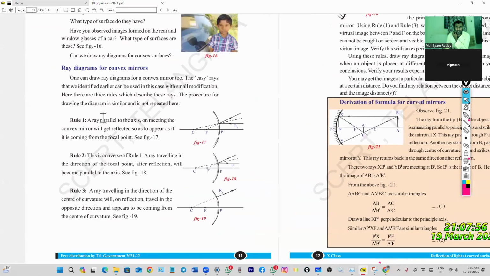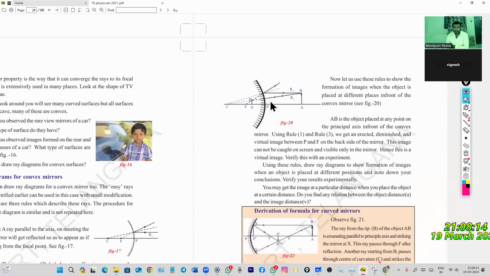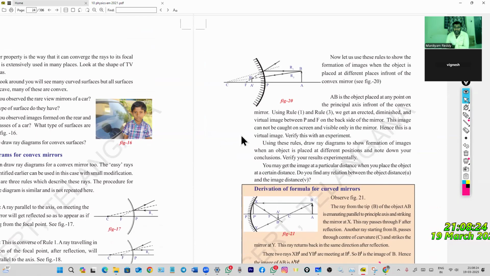This is the rules. Rule 1: parallel ray, imaginary touching at the focal point here. Next, the ray passing through the focal point becomes parallel. The ray passing through the center of curvature reflects back. Now here object kept here. Two rays, and the object image is formed behind the mirror.